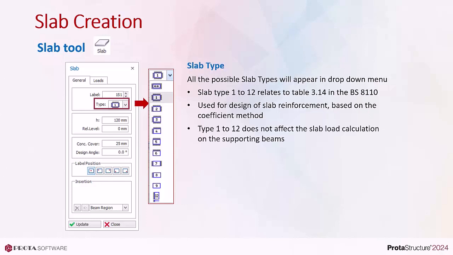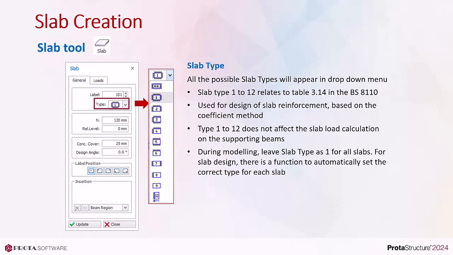Types 1 to 12 do not affect the slab load calculation on the supporting beams. So, don't bother about this during modeling and leave it as the default Type 1 for all slabs. There is a function to automatically set the correct type for each slab if you wish to use this moment coefficient method to design the slab.